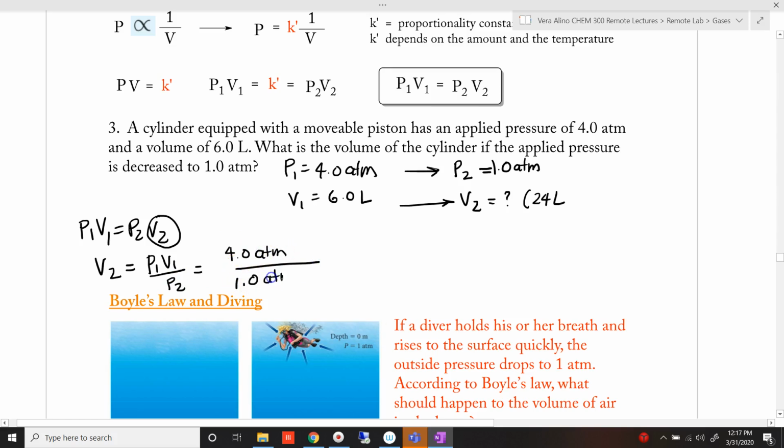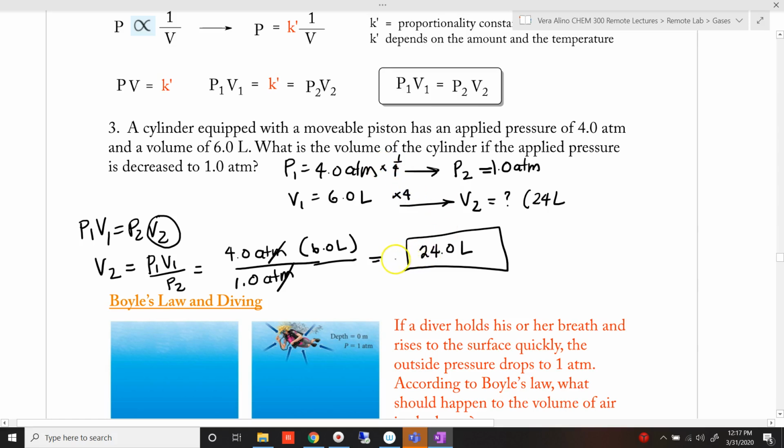It went down to 1 atm. The volume is 6.0 liters. Notice that the units of pressure cancel out, and what you're left with is just the unit of volume. So 4 times 6 will give you 24. So indeed, I am correct. The volume went up by a factor of 4. So the pressure went down by 4, so the volume went up by a factor of 4.